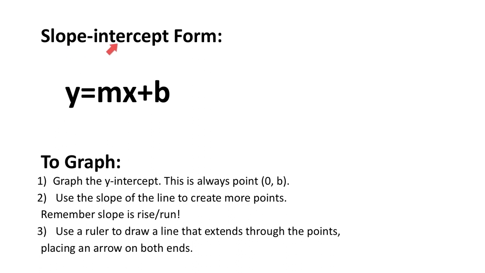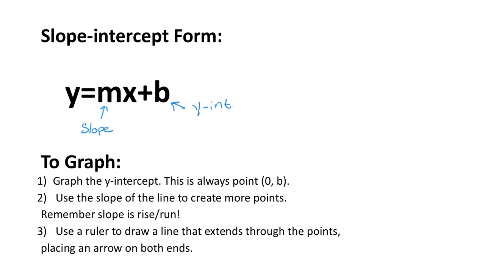Okay, so slope-intercept form: y equals mx plus b. Now, what do these letters mean? So the m is going to stand for slope. Okay, the m is going to be the slope. So when I figure out what the slope is on the function, I'm going to put that information in. b represents the y-intercept. So b is where it crosses the y-axis on the graph.